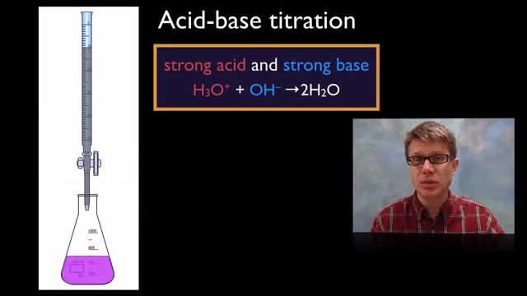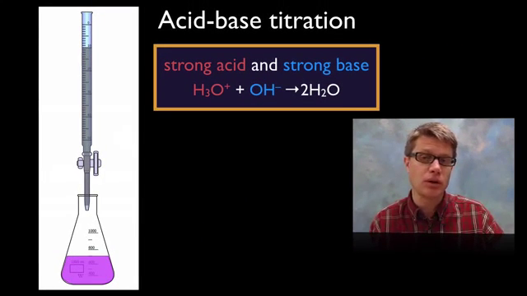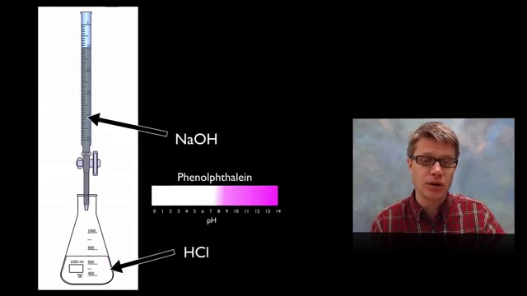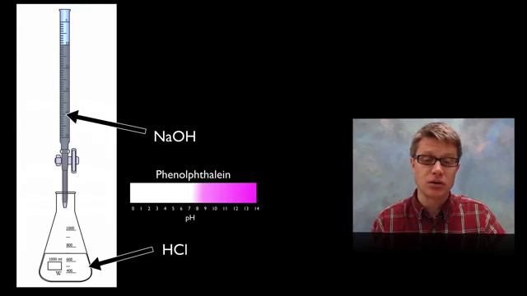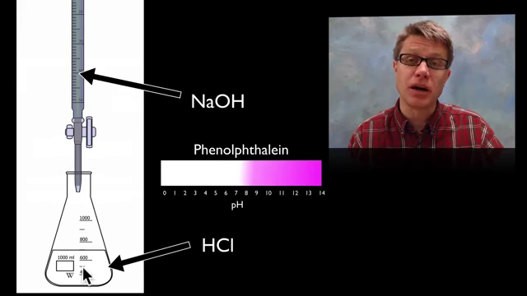And so we can use acid-base titrations to look at that. So what would it look like if we're doing a strong acid and a strong base? Well, let's set this up with a burette. What we're going to do is be adding sodium hydroxide to hydrochloric acid. You can see down here in the Erlenmeyer flask that we have a pH that must be less than 7.